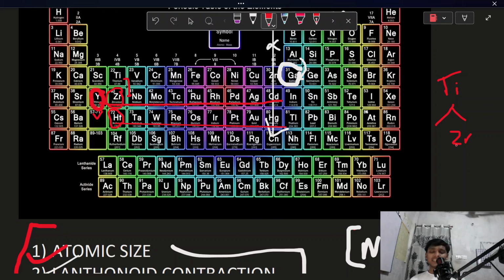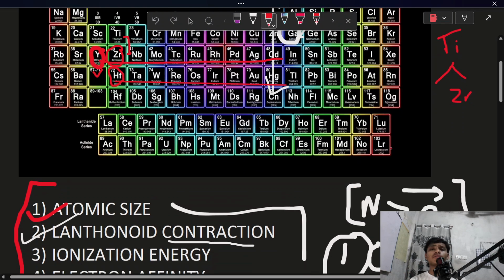So that was about the exceptions in atomic size. You can just directly learn them. That will be, I think, best for you. And one more exception, I think we have boron, phosphorus. No. I think that's it.